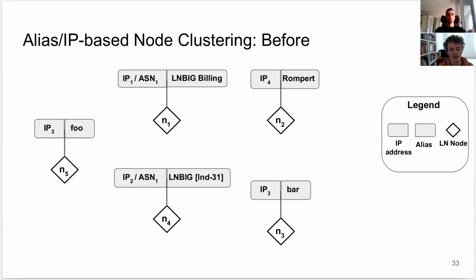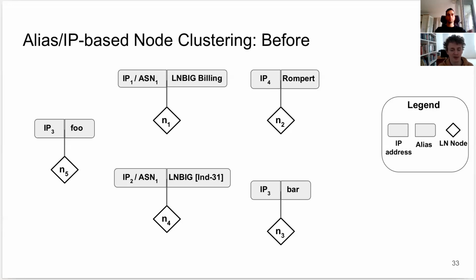If you recall the earlier visualization, then for most Lightning nodes, we know an alias and an IP or a Tor address. If two nodes are hosted on the exact same IP, that is a strong indicator that they're controlled by the same entity. In this case, this would be for the nodes foo and bar. We've listed them here with the same IP, IP3. So nodes N5 and N3 are likely controlled by the same entity.